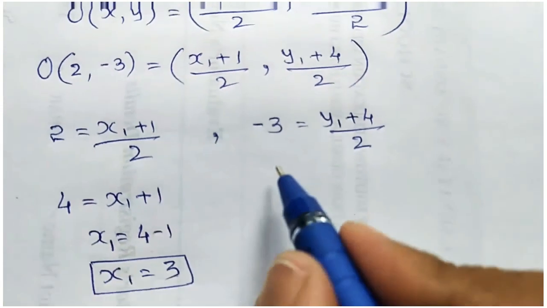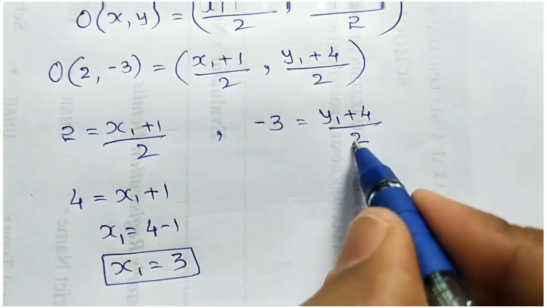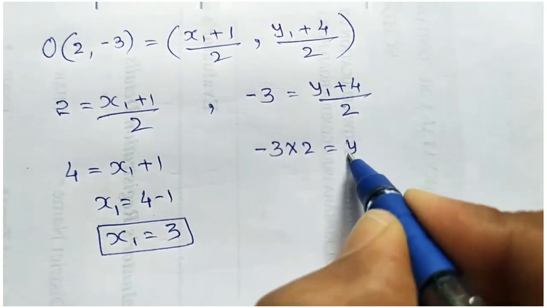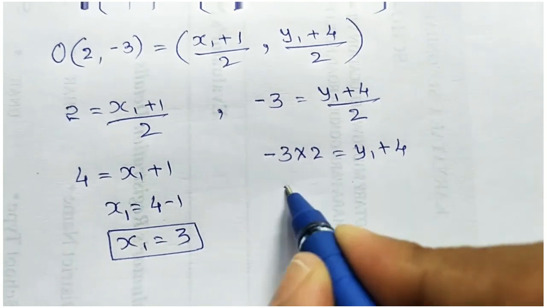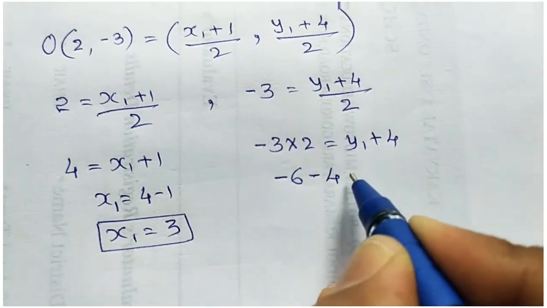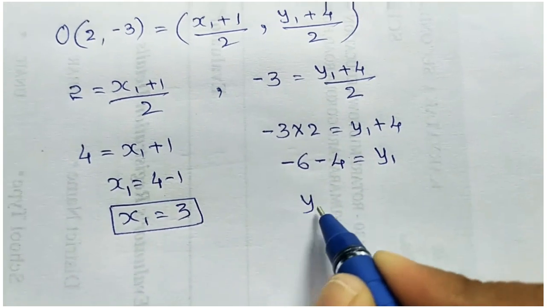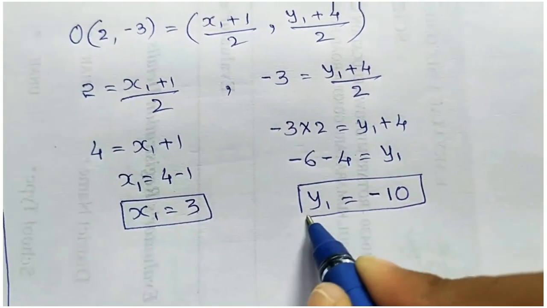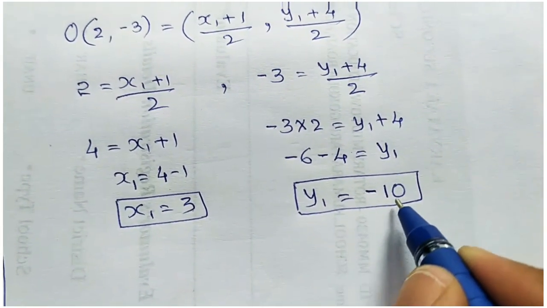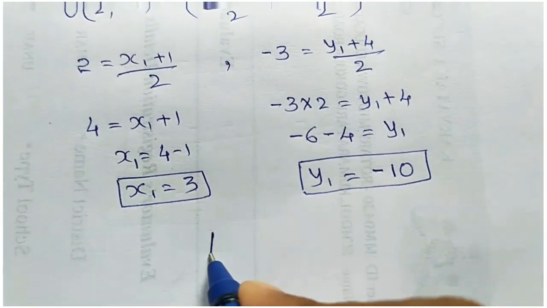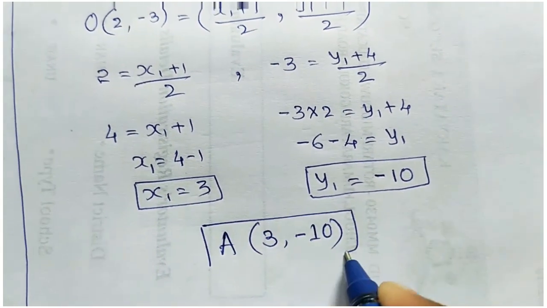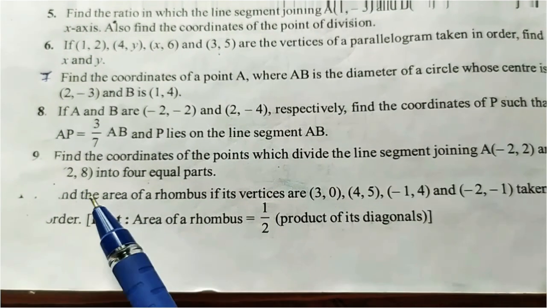Next, on the other side, minus 3, if I take 2 to that side, it becomes minus 3 into 2 equal to y1 plus 4. 3 twos are 6, so minus 6. Taking 4 to this side, it becomes minus. So y1 equals minus 6 minus 4, we get minus 10. So the coordinates of point A are (3, minus 10). This is our final answer. Remaining 3 problems are for your practice.